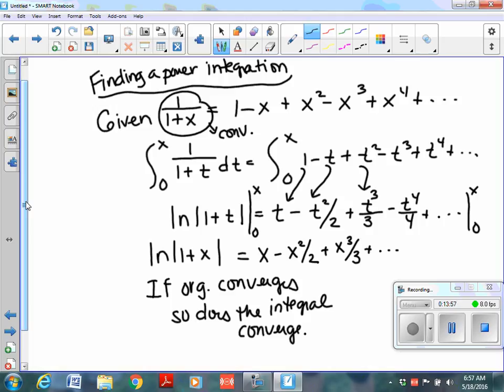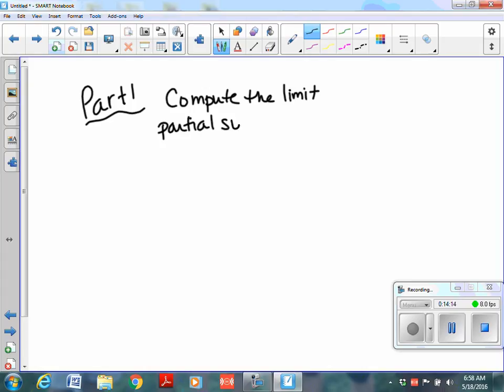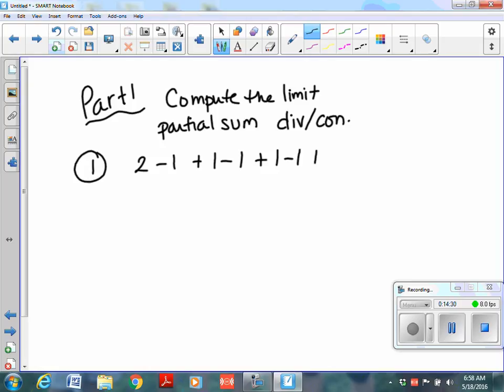I'm just going to give you some parts. There isn't much to this till we get to the next part, because in part 1, they want you to compute the limit using partial sums and decide if it diverges or converges. So I'm going to give you some examples here. It goes 2, then minus 1, plus 1, minus 1, plus 1, minus 1, and so on.